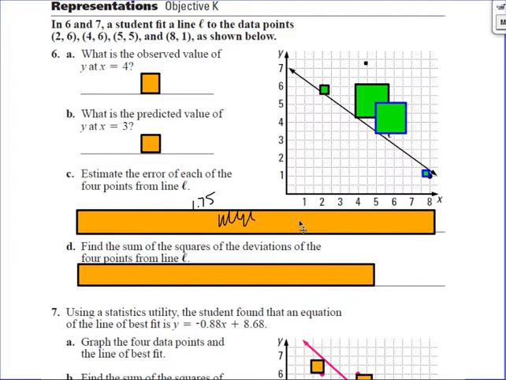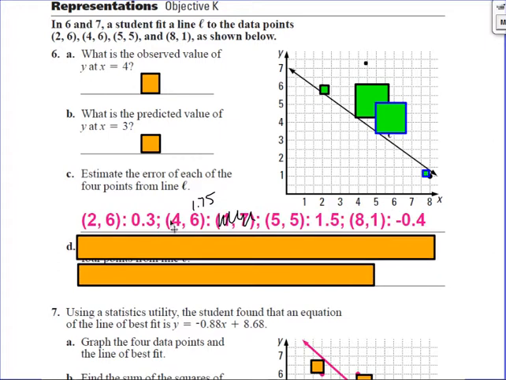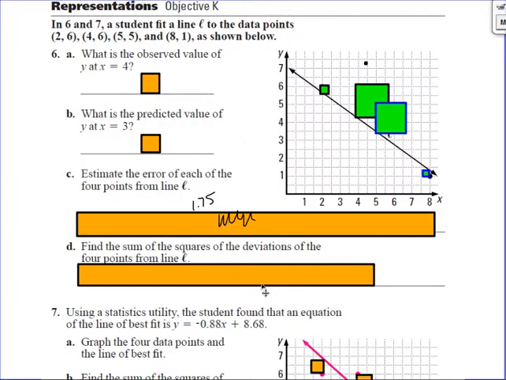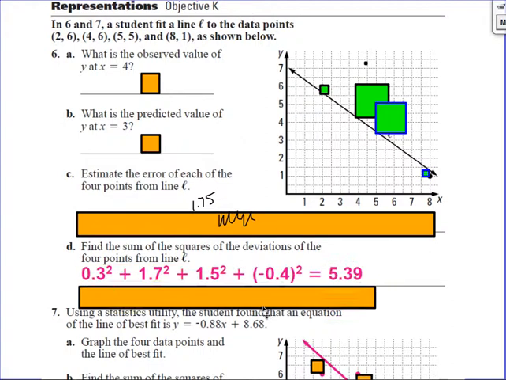And then we're going to find the sum of the squares of the deviations from the 4 points. So you're going to square all of these values. You're going to square the 0.3, the 1.75, and then add them together. And when you do that, you should get about 5.39. So again, this is the sum of the squares of the deviations. Find the deviations, square them, add them all up.